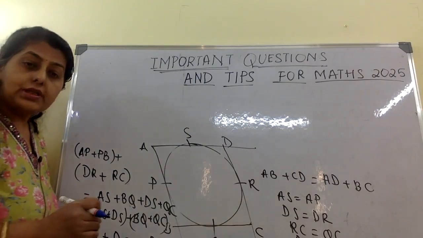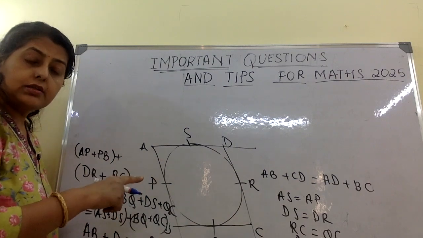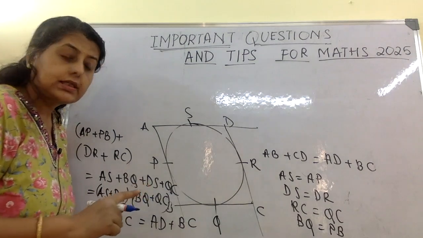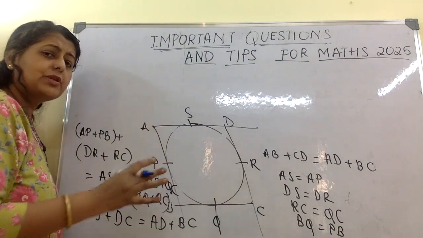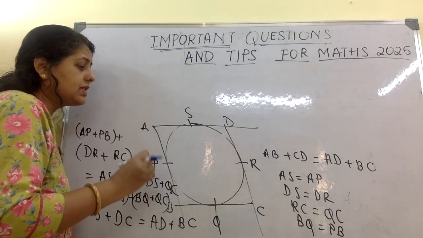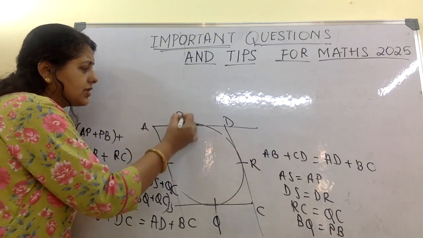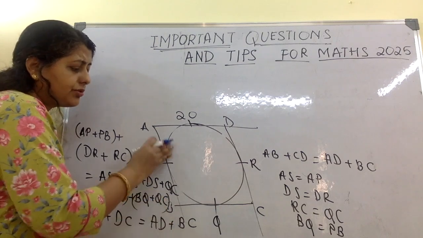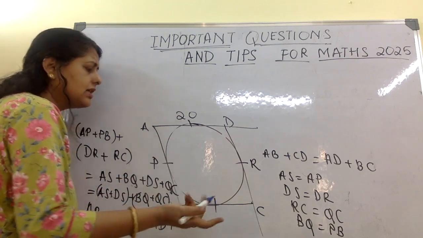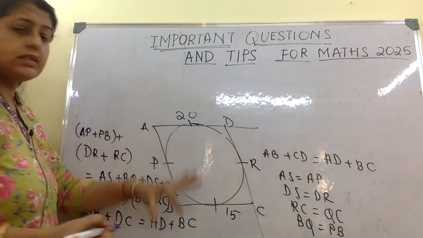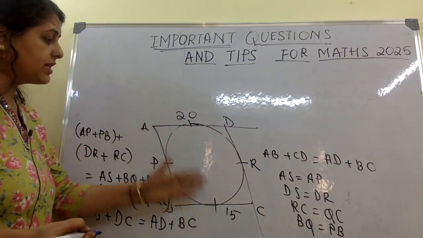Another thing I want to tell here is, sometimes even numericals are asked on this. So how will you solve the numericals on this? They will just give you some values here. Maybe this is 20, and this is, let's say, 15. Total is 35. This plus this becomes 35.